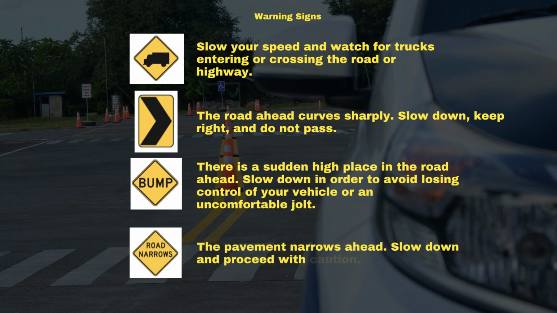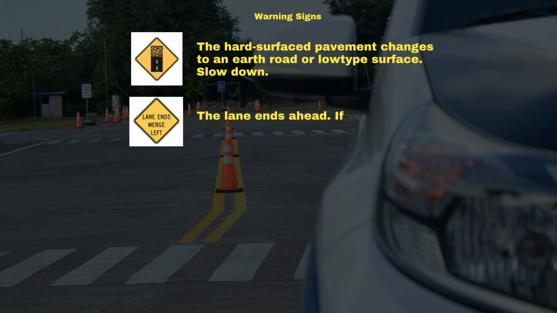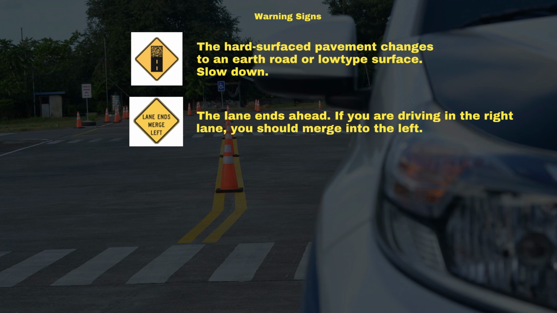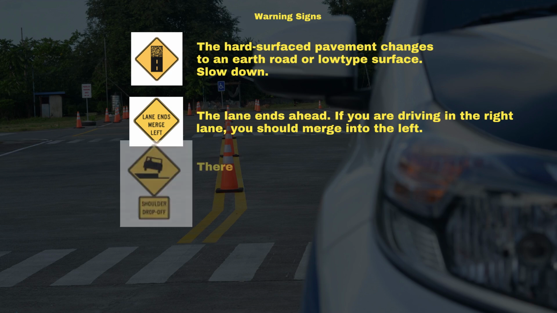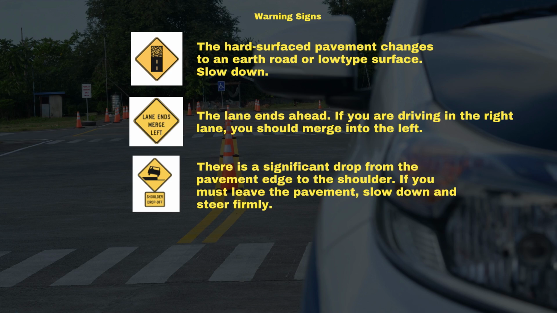The pavement narrows ahead, slow down and proceed with caution. The hard-surfaced pavement changes to an earth road or low-type surface, slow down. The lane ends ahead. If you are driving in the right lane, you should merge into the left. There is a significant drop from the pavement edge to the shoulder. If you must leave the pavement, slow down and steer firmly.